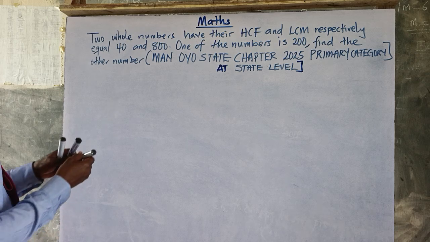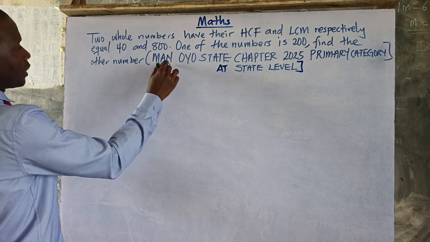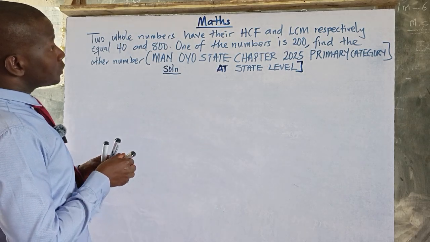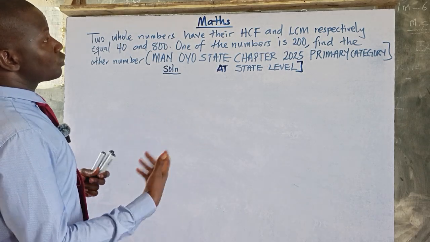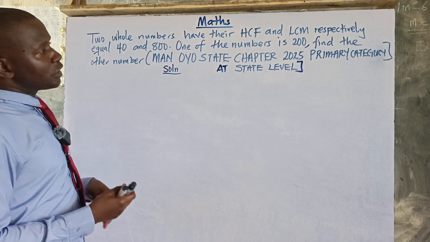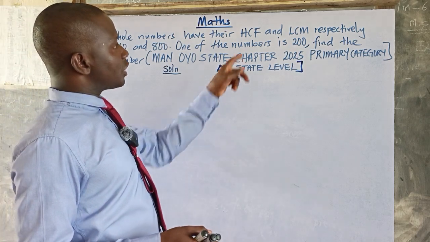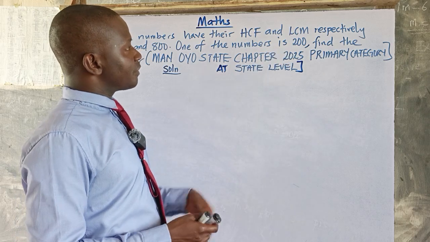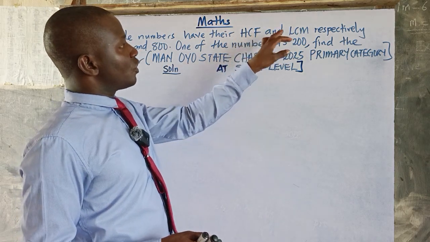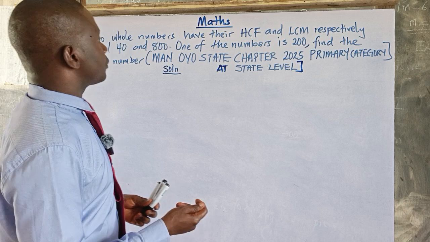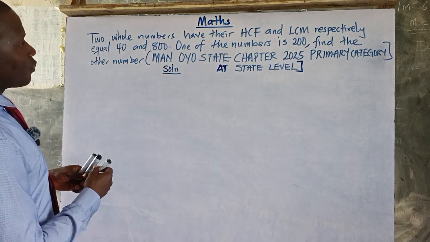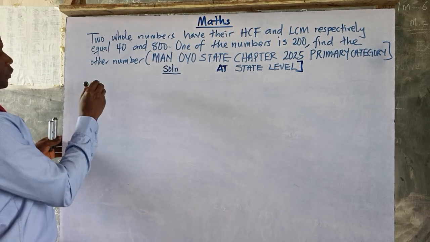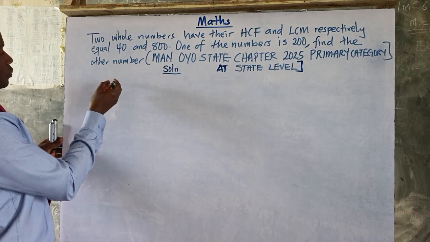Now, to solve this question, we are going to solve from known to unknown. As a learner, you know how to calculate the HCF and also the LCM, that's the highest common factor and lowest common multiple. We are given two numbers, and we are given one of the numbers to be 200.